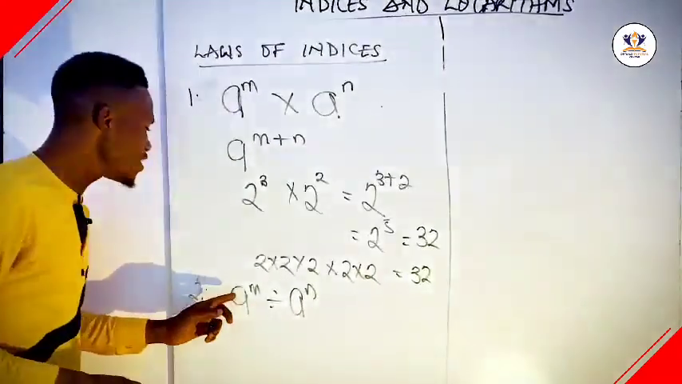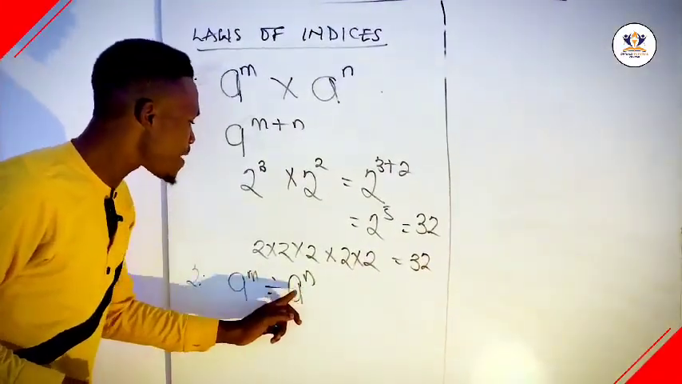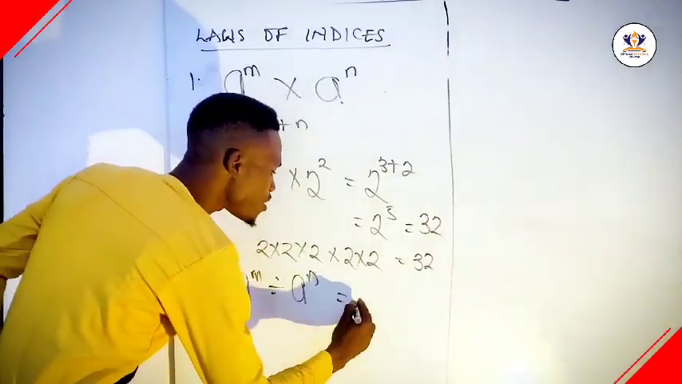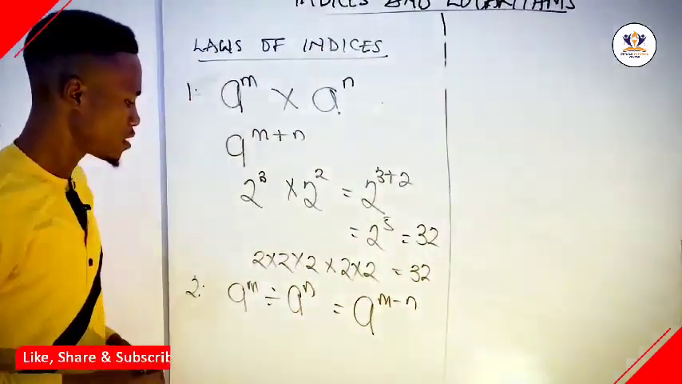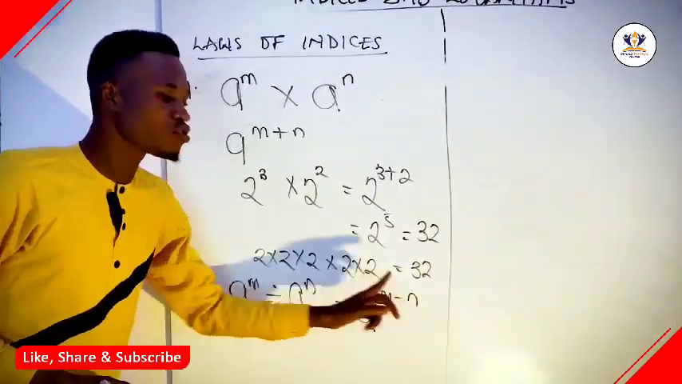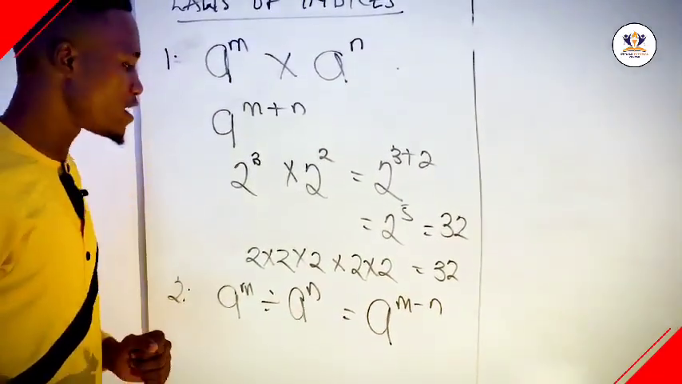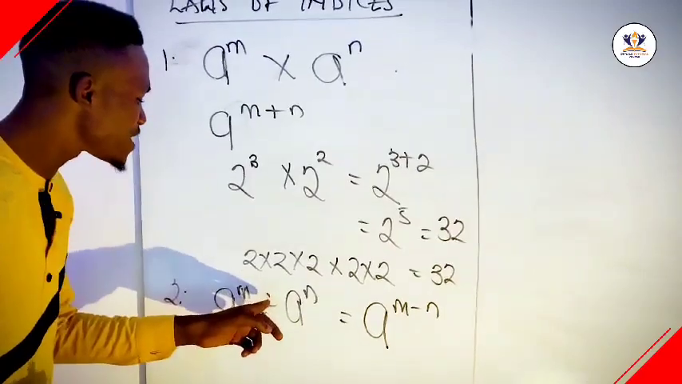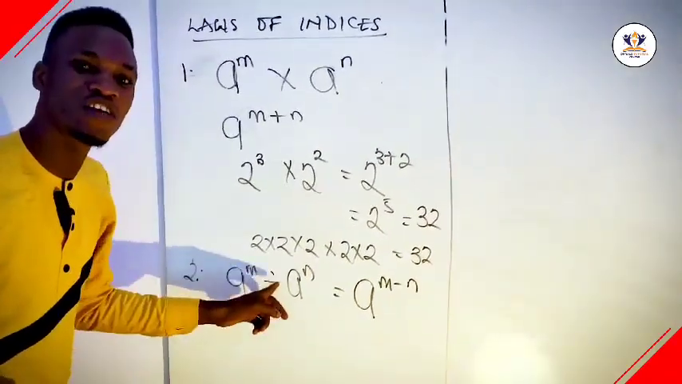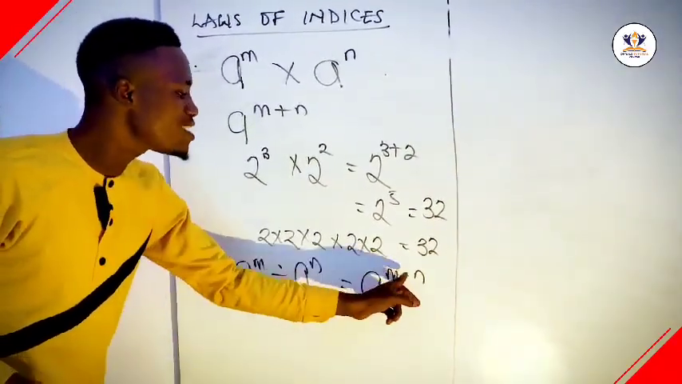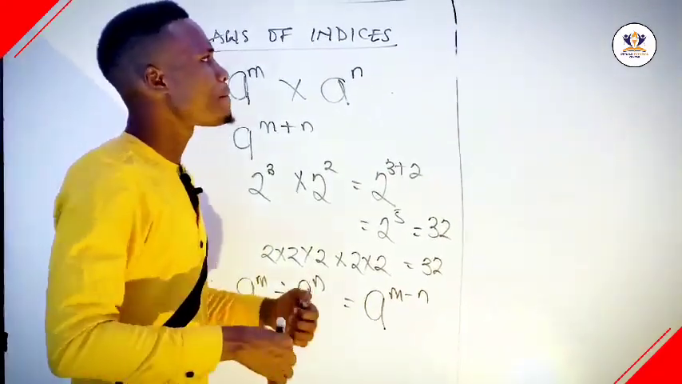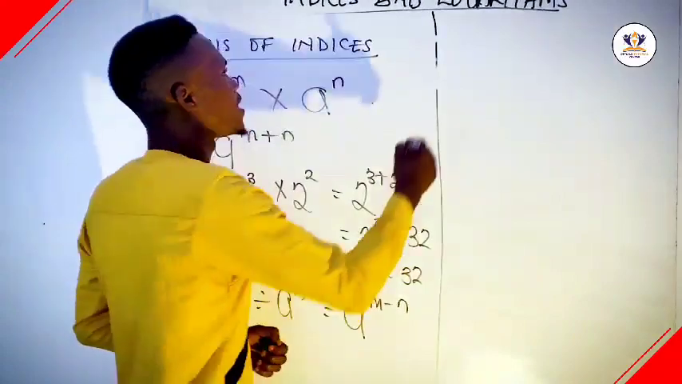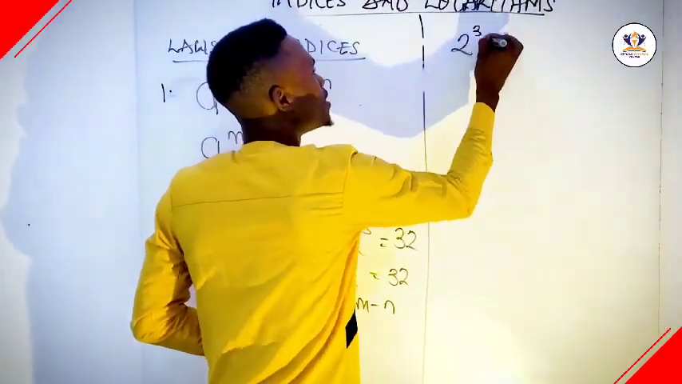So now, whenever you have a raised to power m divided by a raised to power n, this will be equal to a raised to power m minus n. A raised to power m minus n. Take note of that. If it is a division sign, division is always going in line with what? Subtraction. That is it.